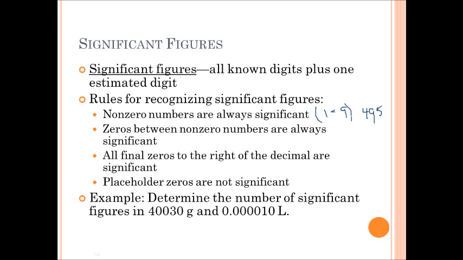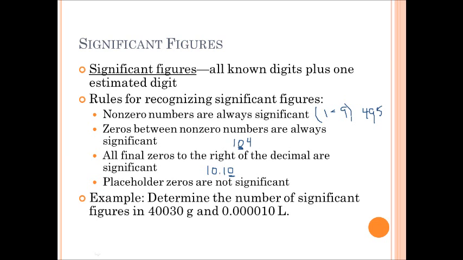Our second rule is that zeros between non-zero numbers, again, those are numbers between 1 and 9, are always considered significant. So if you have the number 104, in this case we have 3 significant figures because this 0 in between the 1 and the 4 is basically sandwiched between non-zero numbers, so it counts. All final zeros to the right of the decimal are significant. What this means is if we have a number like 10.10, the 0 furthest to the right here is going to be significant because it's after the decimal. Basically, any number after the decimal that follows a 1 through 9 number is considered significant.